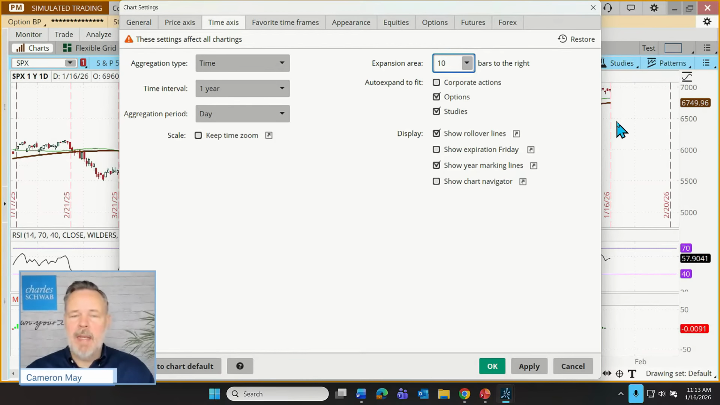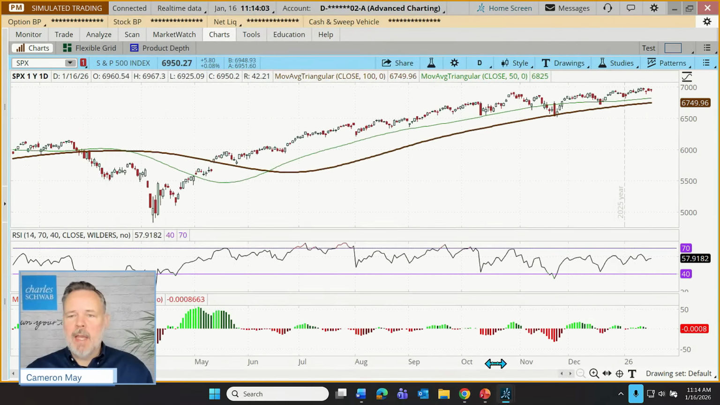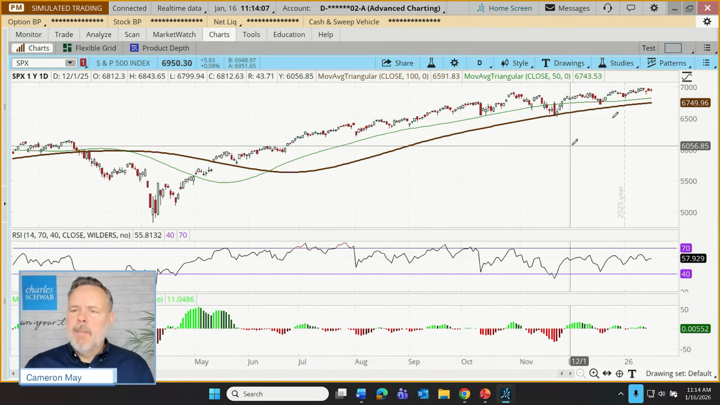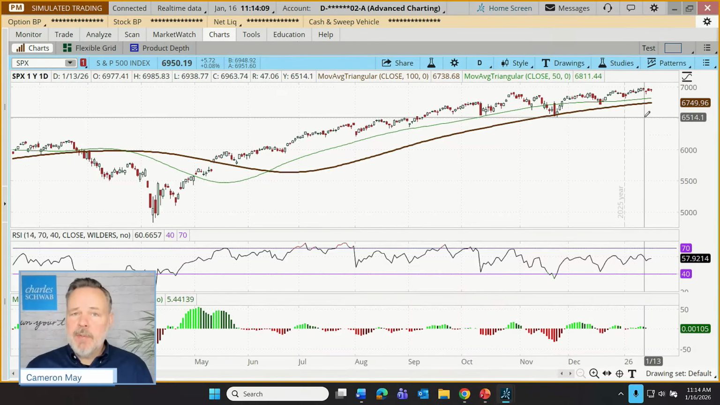So let's make that a little bit narrower, just 10 extra days of time being displayed on the chart. We'll click apply, click OK. There's a little bit cleaner chart now. All right. But for a trend value momentum strategy trader, it can be used for index analysis. It can also be used for individual stock trades.